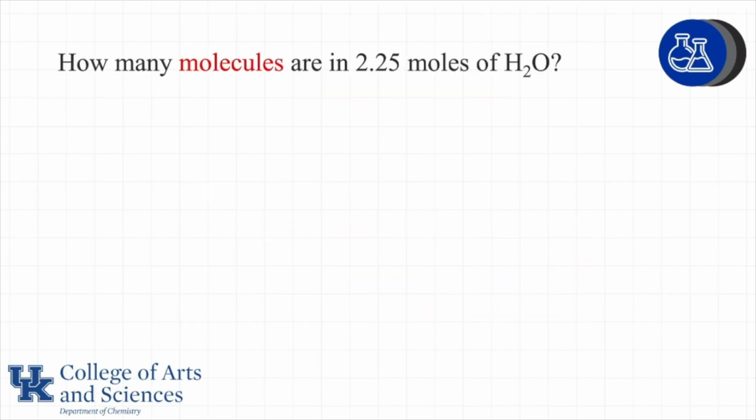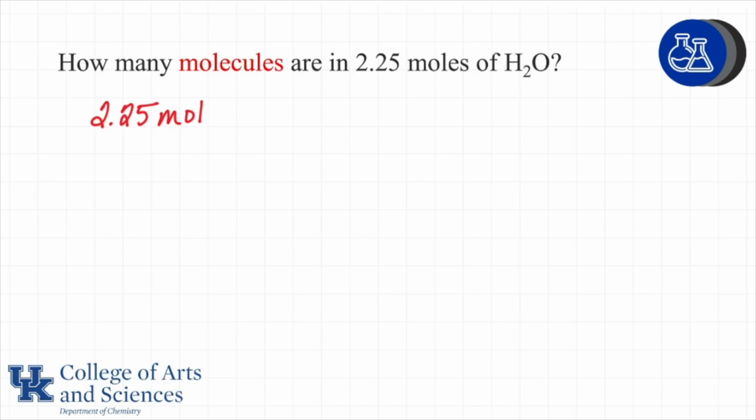Let's look at how we'll use this in a calculation. How many molecules are in 2.25 moles of H2O? We're going to use the same process as we did before with dimensional analysis. We know we want to end with the simple unit molecules, so we need to start with a simple unit. The only number we're given in this problem is 2.25 moles, so we'll start our problem there.